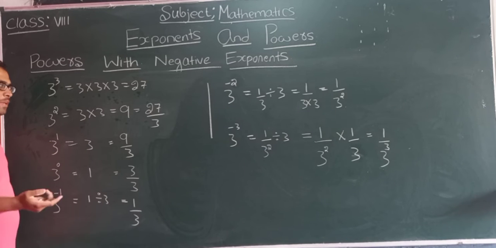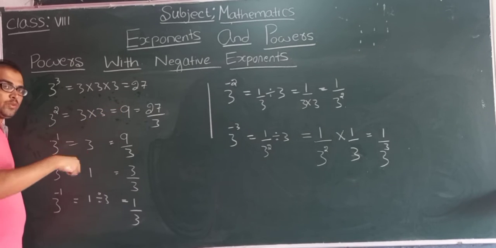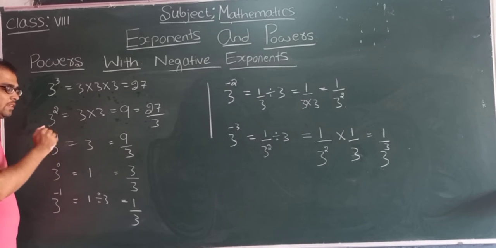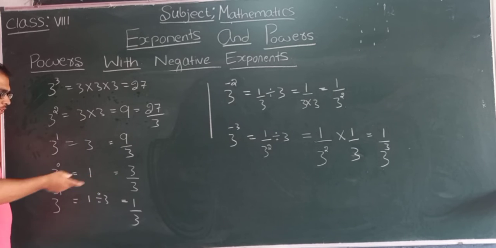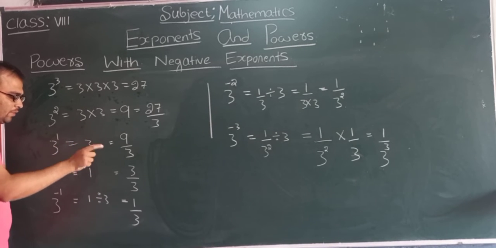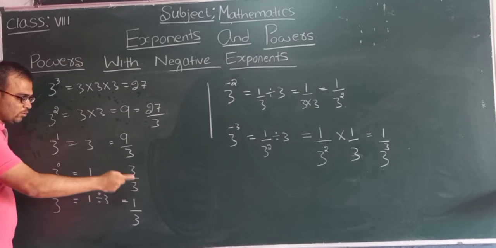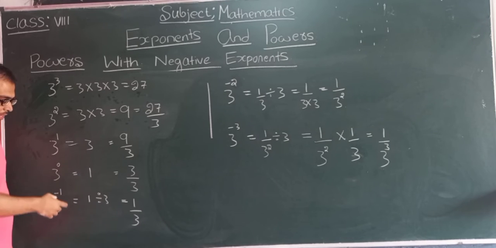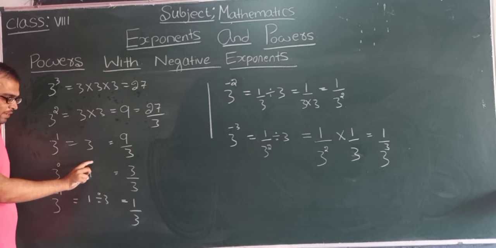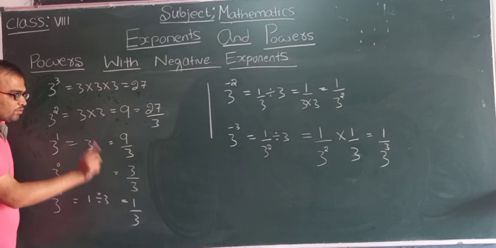Again we need to divide the previous value, that is 9, by the base, that is 3. So we are getting 3. And here 3 power 0 is 1. So how to get the value? We divide the previous value 3 by the base 3, that is 3 by 3, which is 1. And here 3 to the power minus 1, a negative exponent, is there. So here how to get the value of this? We need to divide the previous value by 3, that is 1 by 3.